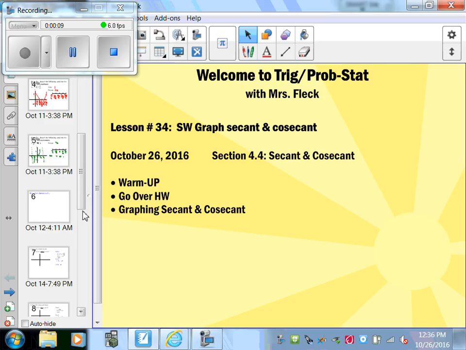Should be really familiar to you, actually. Secant and cosecant are the reciprocals of sine and cosine. In other words, it's sine and cosine, but flipped, right? And since we're in the season of Halloween, this is the perfect time to talk about this, because secant and cosecant are the ghost functions of sine and cosine.